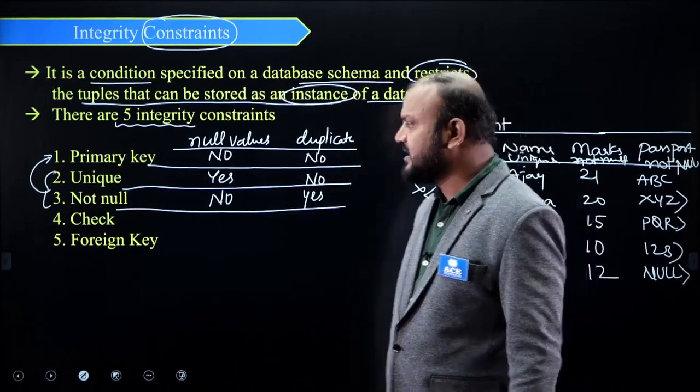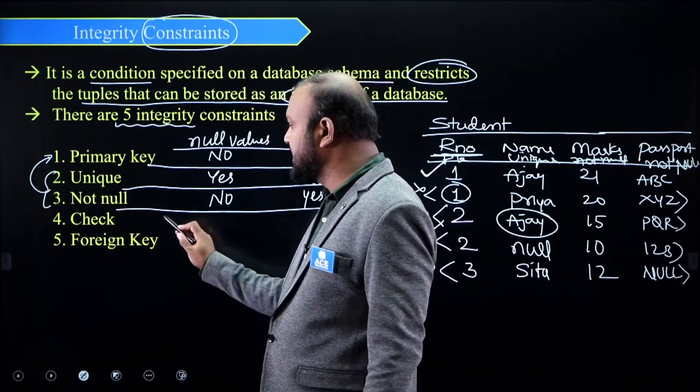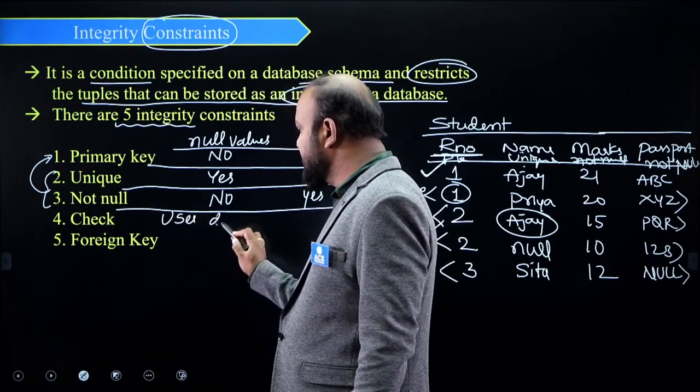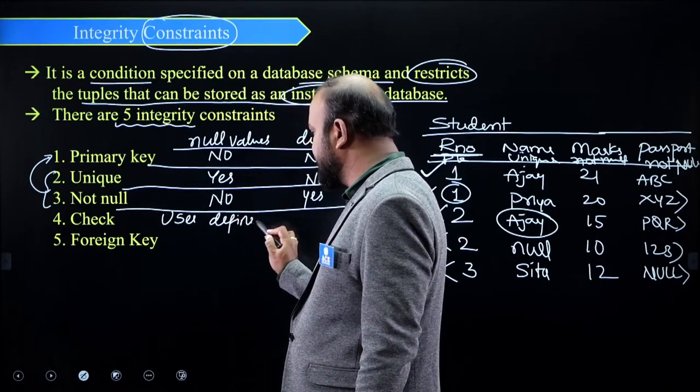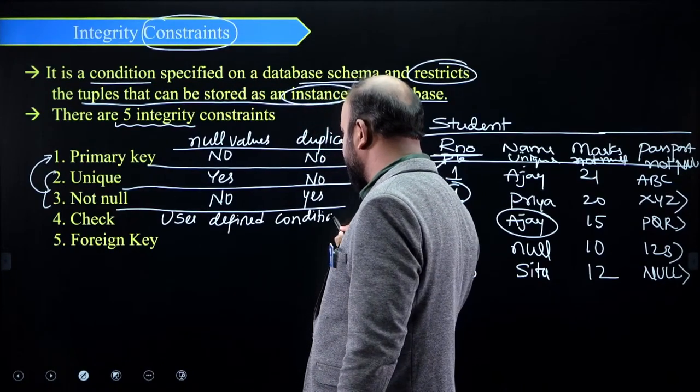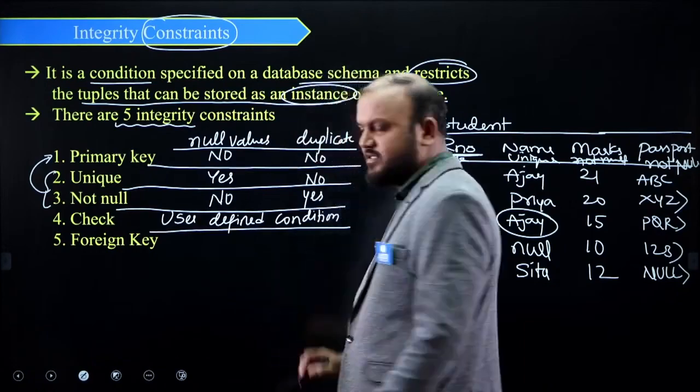And the fourth one is check. What is check? Check is for defining your own conditions. We can call them user defined conditions. Check is for user defined conditions, meaning you can write your own conditions.